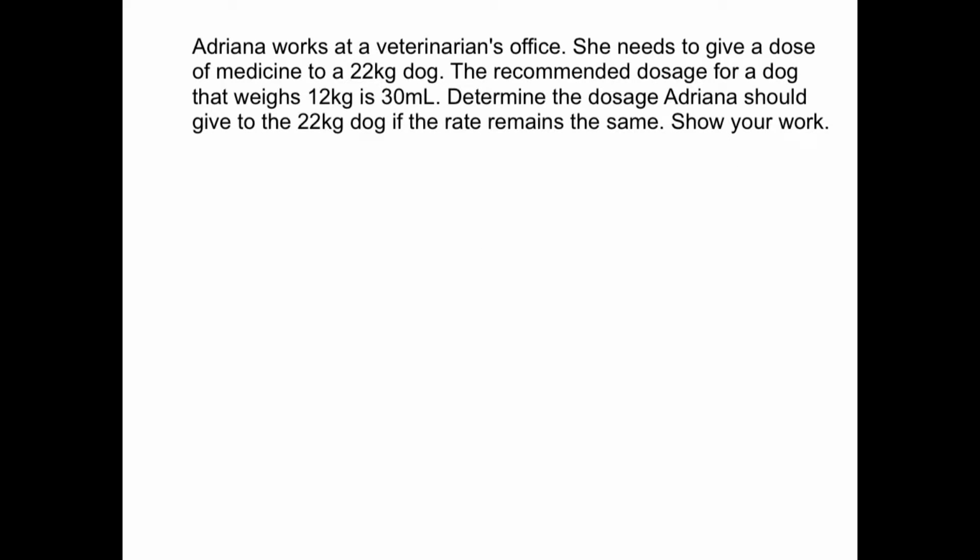The question says that Adriana works at a veterinarian's office. She needs to give a dose of medicine to a 22-kilogram dog. The recommended dosage for a dog that weighs 12 kilograms is 30 milliliters. Determine the dosage Adriana should give to the 22-kilogram dog if the rate remains the same. Show your work. So let's begin by writing down the two units that are being compared.